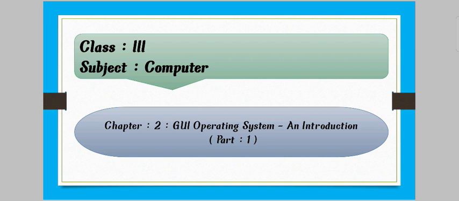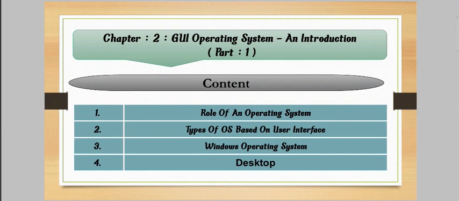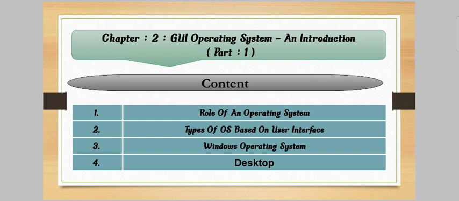Today I am going to start a new chapter, chapter number 2, GUI operating system and introduction. So let's start. This is the content of this chapter. In this chapter we will learn about the role of an operating system, types of OS based on user interface, Windows operating system and desktop. So these four topics I am going to discuss in this chapter.